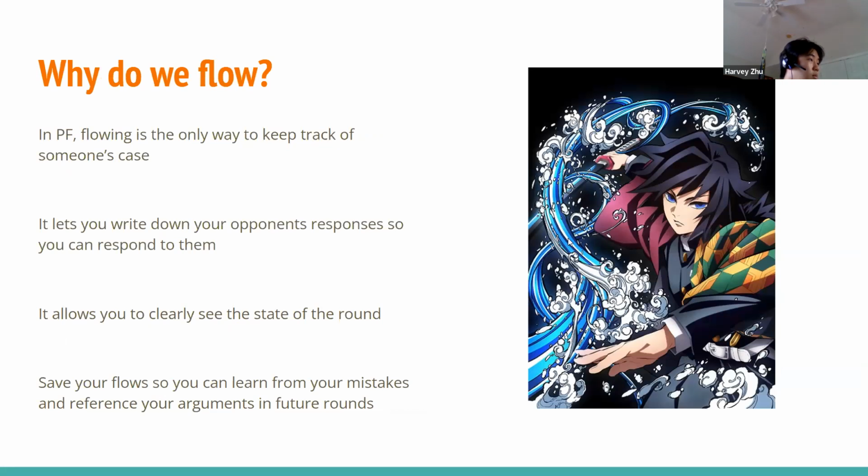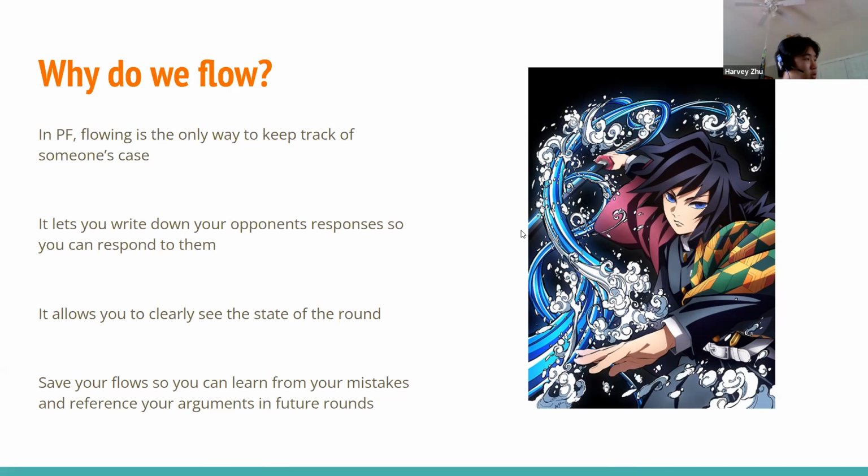Okay, so why do we flow? In PF, flowing is the only way to keep track of someone's case. They don't really have as much disclosure norms as we do in LD. A main contributor to that is the existence of theory debates in LD, which is becoming increasingly popular in PF, where we can contest the rules of debate and say, hey, this isn't really fair. So with things like disclosing, we can say, you didn't disclose, that's really unfair, you should lose on it, which are all pretty advanced things, but you'll get more into it.